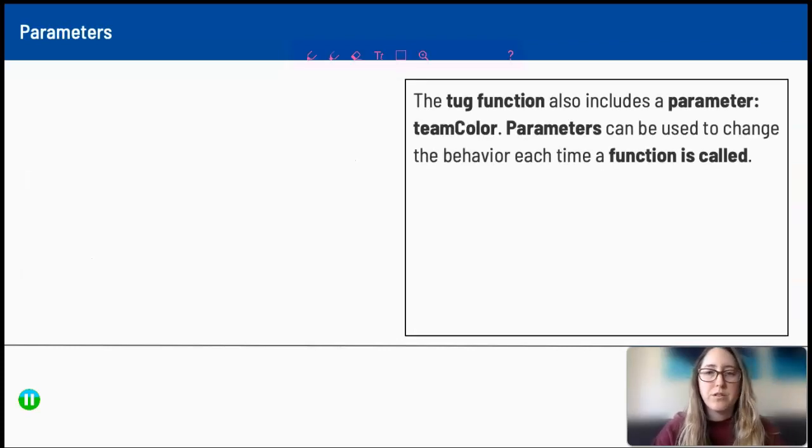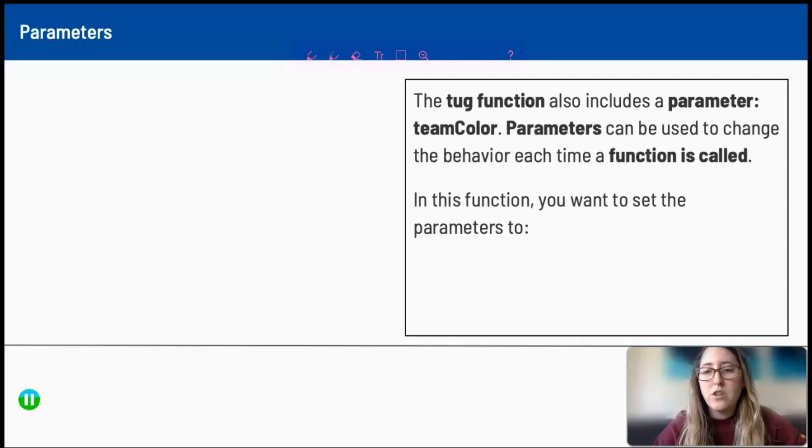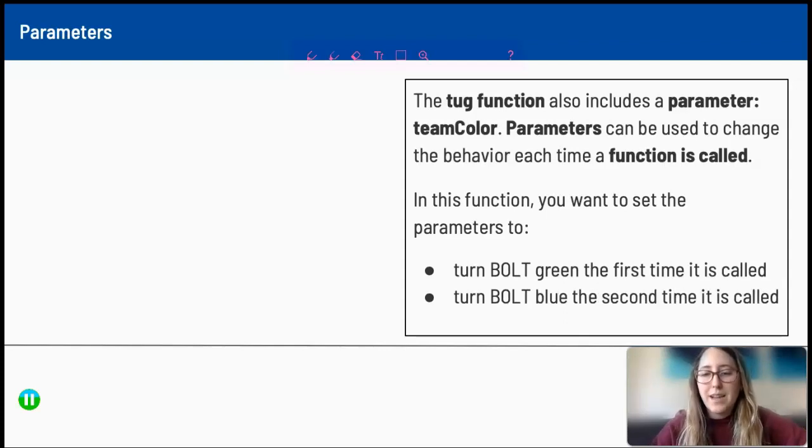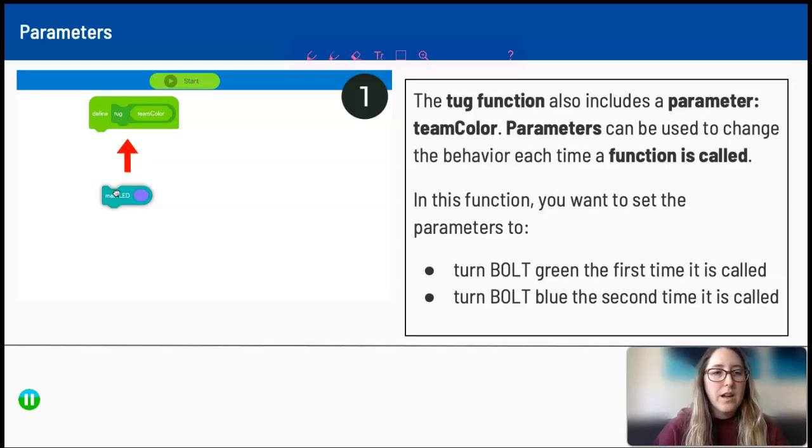The parameters are what you're going to set for that function. And so the parameter for the tug function is going to be the team color, and you're going to have it change each time the function is called. So the first time that the function is called, the Bolt is going to turn green. The second time the function is called, the Bolt should turn blue, because those are the colors of the two teams. There's a green team and a blue team. And it's going to look like this.